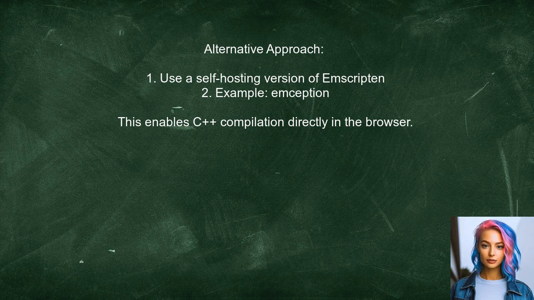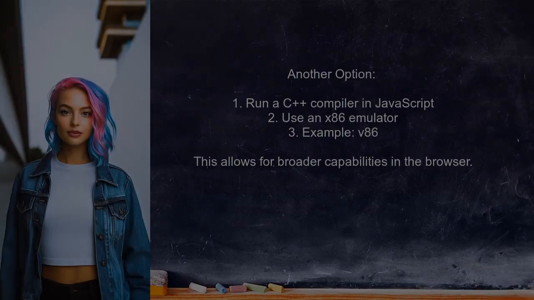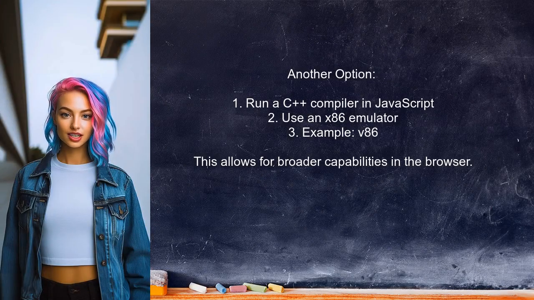An alternative approach to compiling C++ to JavaScript in a browser involves using a self-hosting version of Emscripten, like Inception. This allows you to run Emscripten directly in the browser. Another option is to run a C++ compiler or even an entire operating system using an x86 emulator in JavaScript, such as v86.